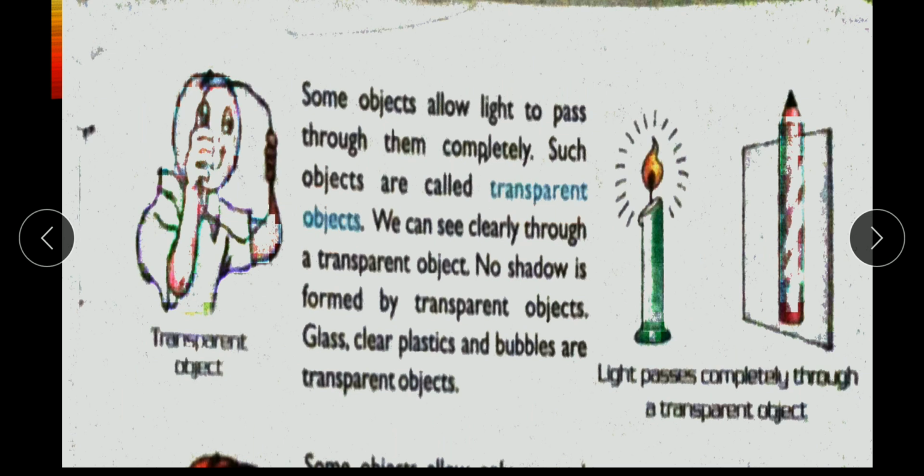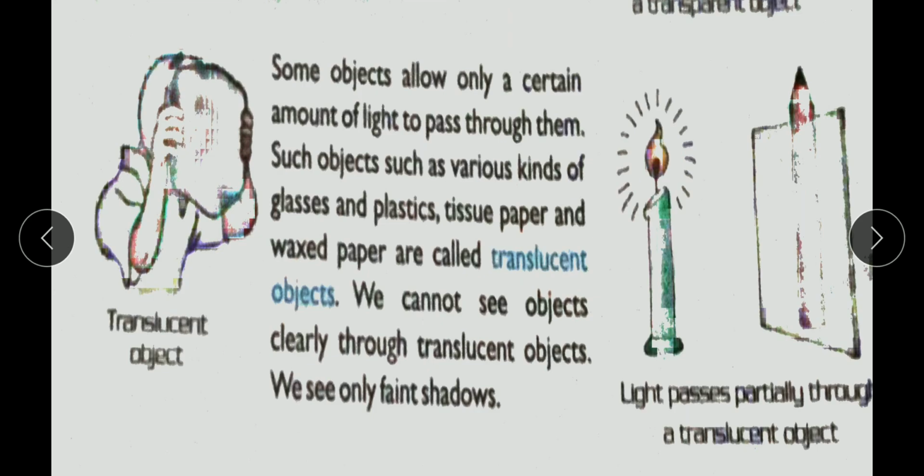Clear glass, clear plastic, bubble. These all are examples of transparent objects. You can see that this boy is able to see both sides of the paper. Hence, this is a transparent object. Come on, next. What are translucent objects? Some objects allow only a certain amount of light to pass through them. Such objects are various kinds of glasses, plastic, tissue paper, wax paper. These all are examples of translucent objects.